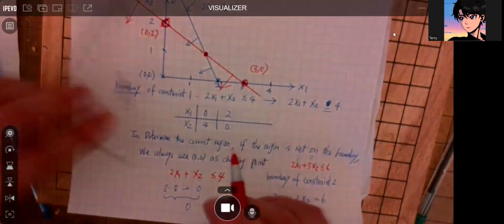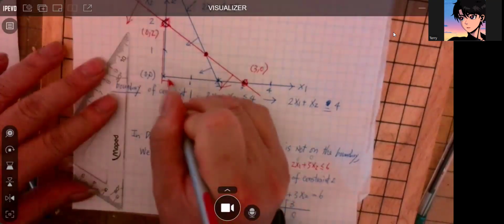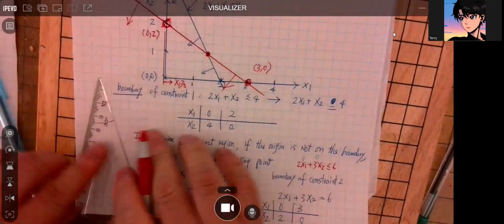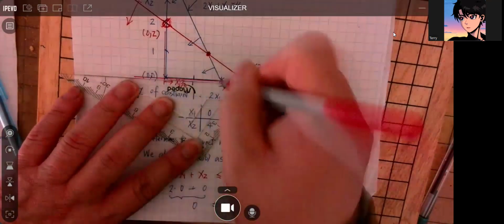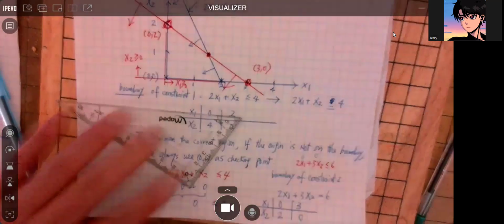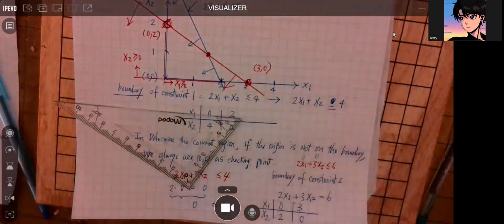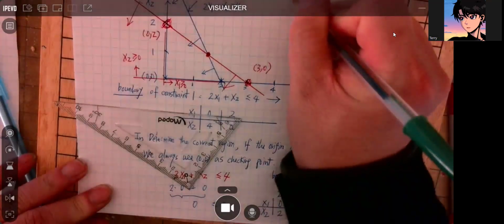And then, this is x1 greater equal to 0. And this is x2 greater equal to 0. Okay? Greater equal to 0. So the intersection of the four constraints is called the feasible region.